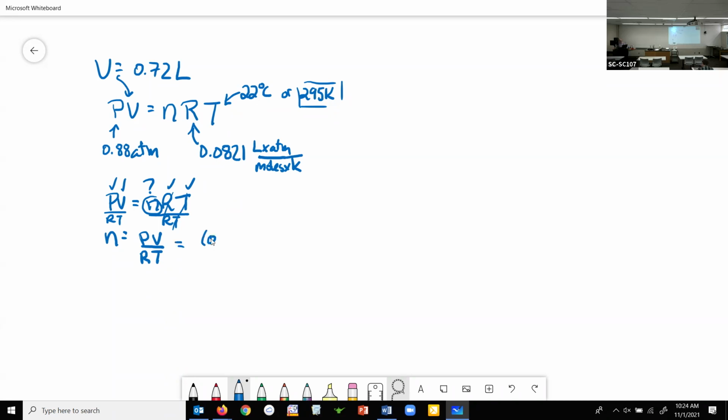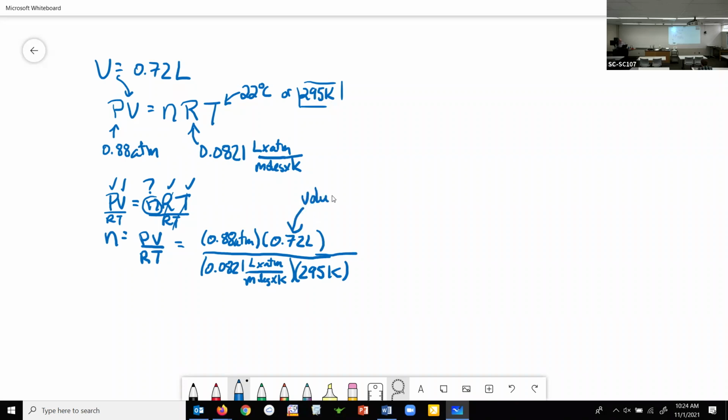So the pressure, 0.88 atmospheres. The volume of the bag, 0.72 liters. The gas constant, 0.821 liters times atmospheres over moles times kelvins. And temperature, I'm telling you in the lab, is about 295 kelvins. I'm going to emphasize this number because that's really the only experimental value.